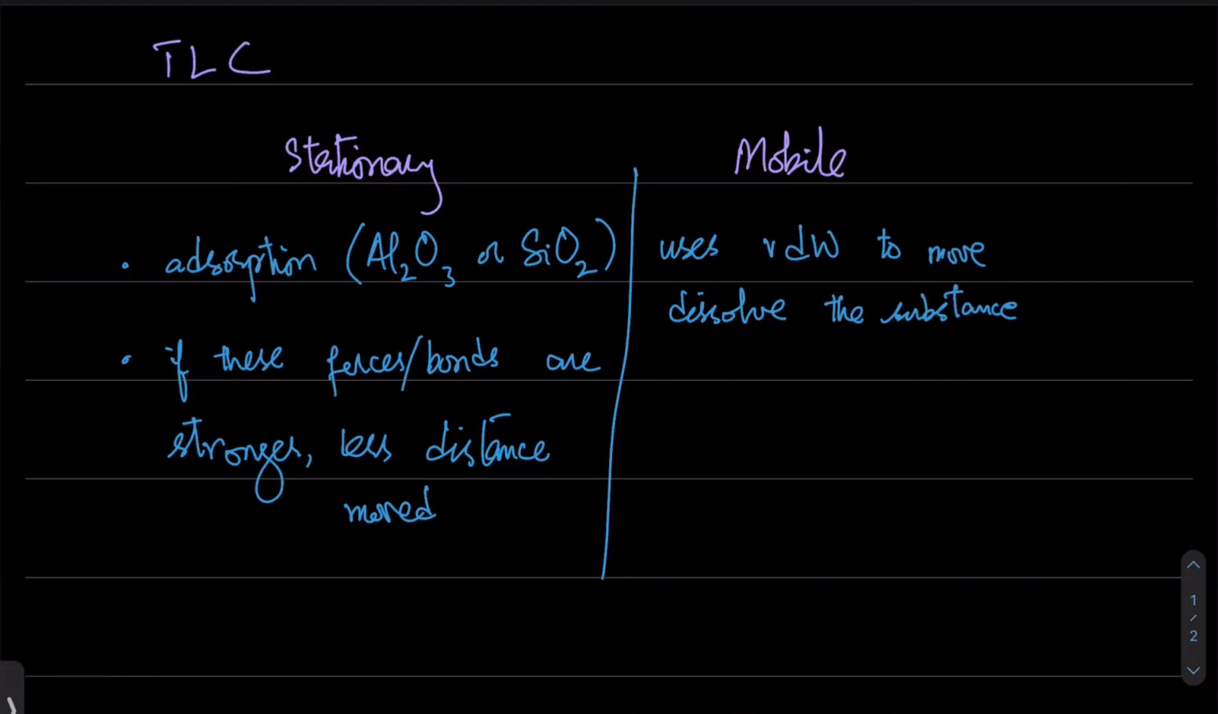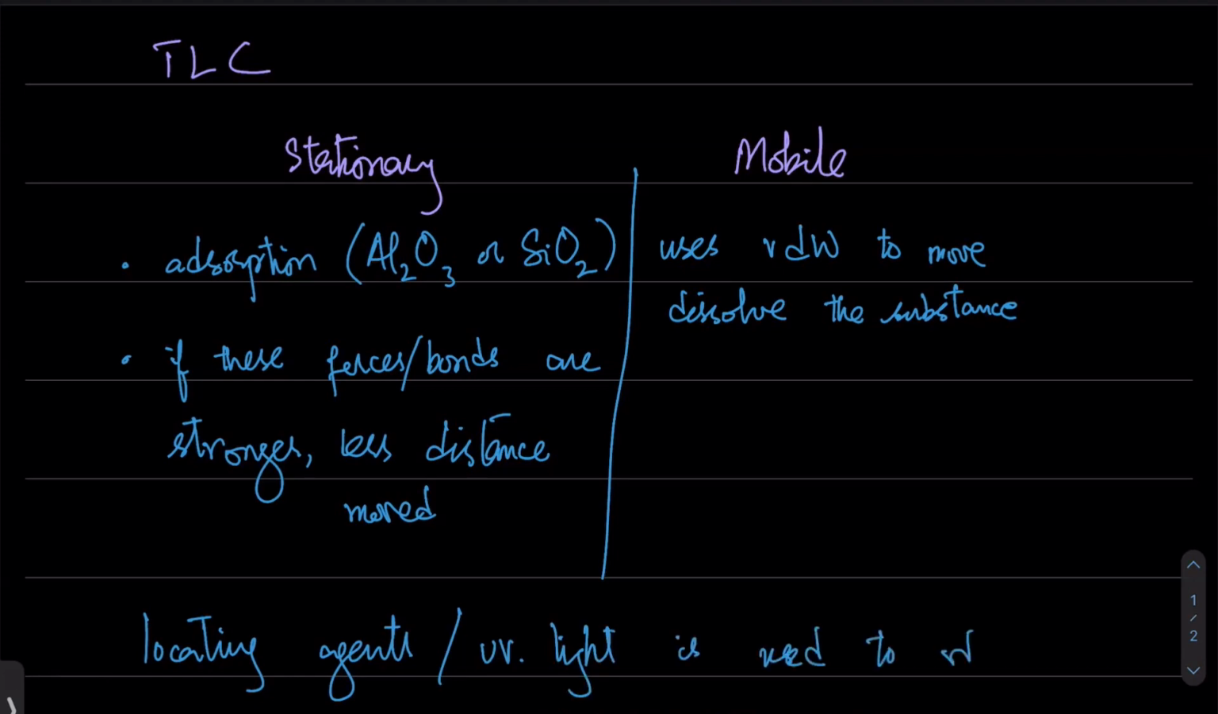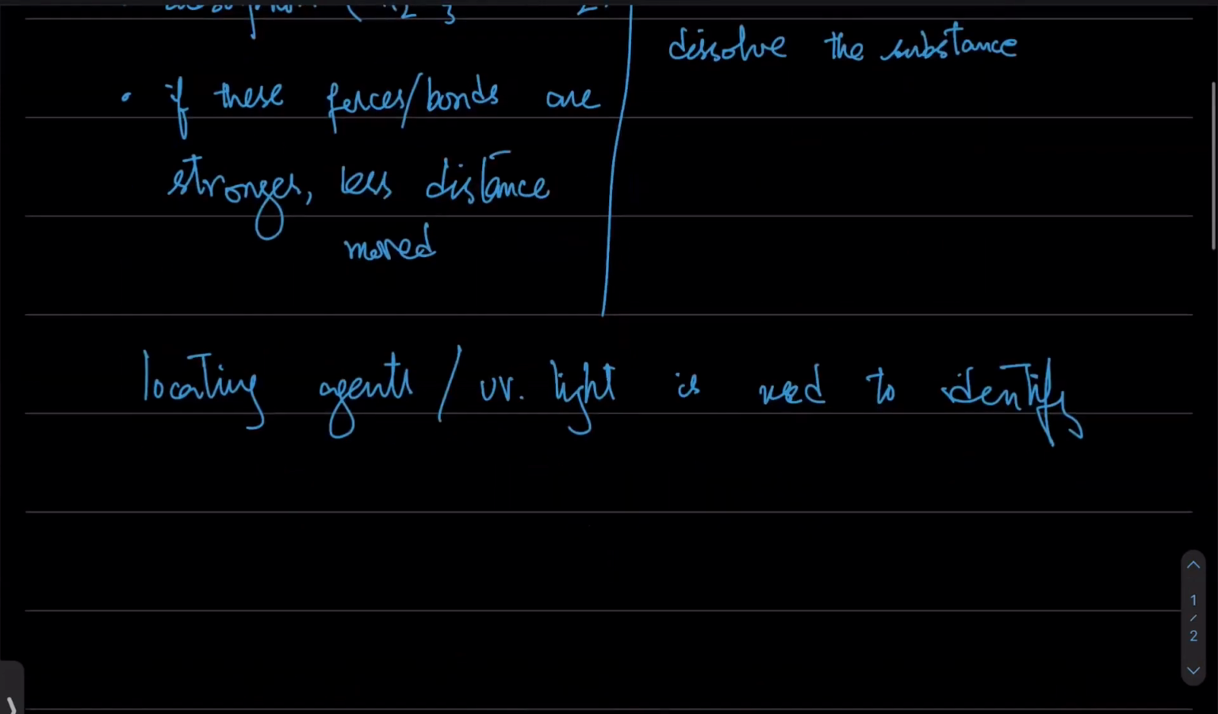That's it. Now, of course, if there is color it is very easy, it will go up and we will be able to see it. If there is no color, we will need to use some locating agents. So locating agents or ultraviolet light is used to identify colorless substances. Okay? So we have already seen this in O levels.